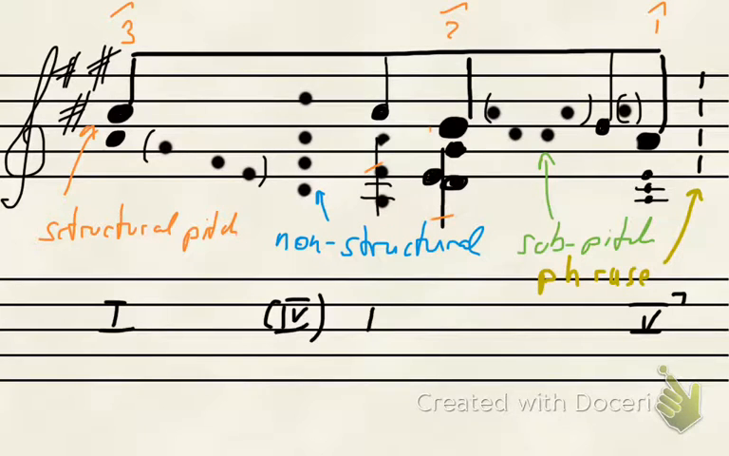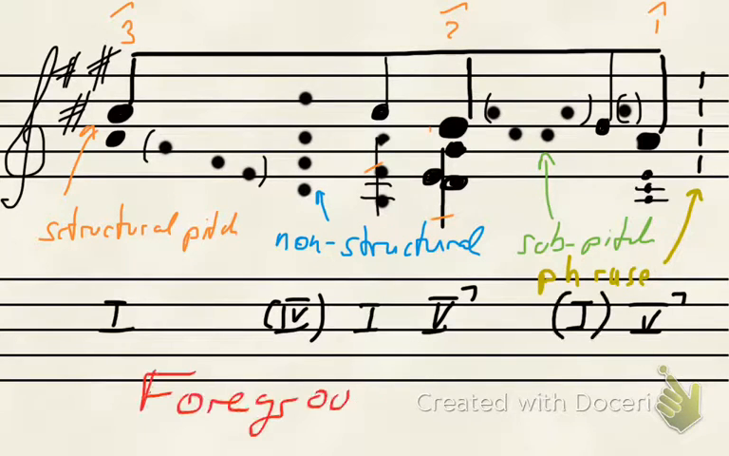To complete the foreground, I include the harmonic analysis below, but you can see that some of them are in parentheses. These are harmonies that happen on non-structural notes and are not in the structural pitches. So you can see basically we are in the 1 area and then we are in the 5 area, excluding all the others. And this is how the foreground would look for the first 4 measures of this piece.